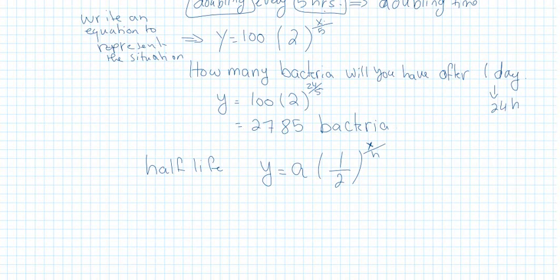Again, A is your initial amount, and h is your half-life time. So in the question, it will be carbon 14, something like this, where you have 100 grams of carbon 14, and carbon 14's half-life time is every 1,000 years. Things like that.